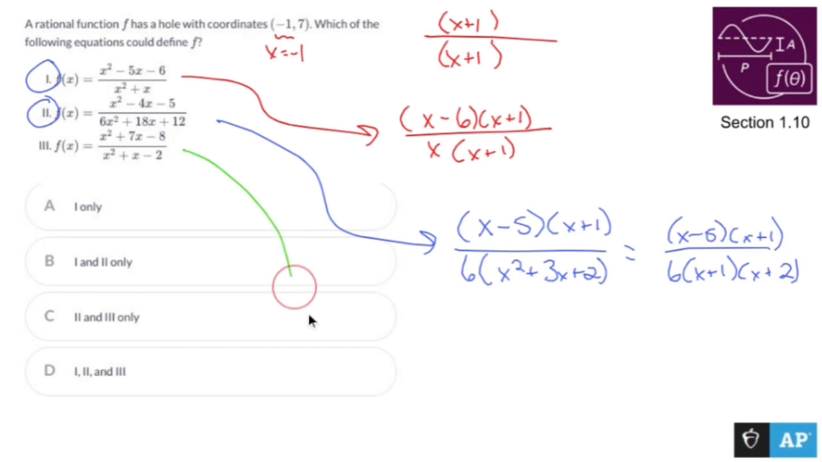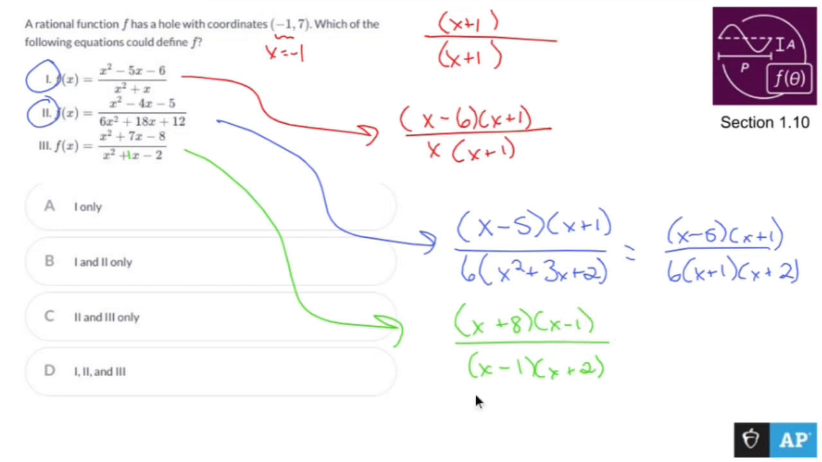Now let's see if 3 will do the job. Let's factor the top. Two numbers that add up to 7 and multiply out to -8 give x plus 8, x minus 1. We could stop right here, but I'm going to keep going. Two numbers that multiply out to -2 and add up to positive 1 are x minus 1, x plus 2. Or do I have that backwards? Nope, I'm good. Now, x minus 1 is not what I want. It's the opposite of what I want. So the hole would exist at 1, so it can't be 3, which means it must be 2.